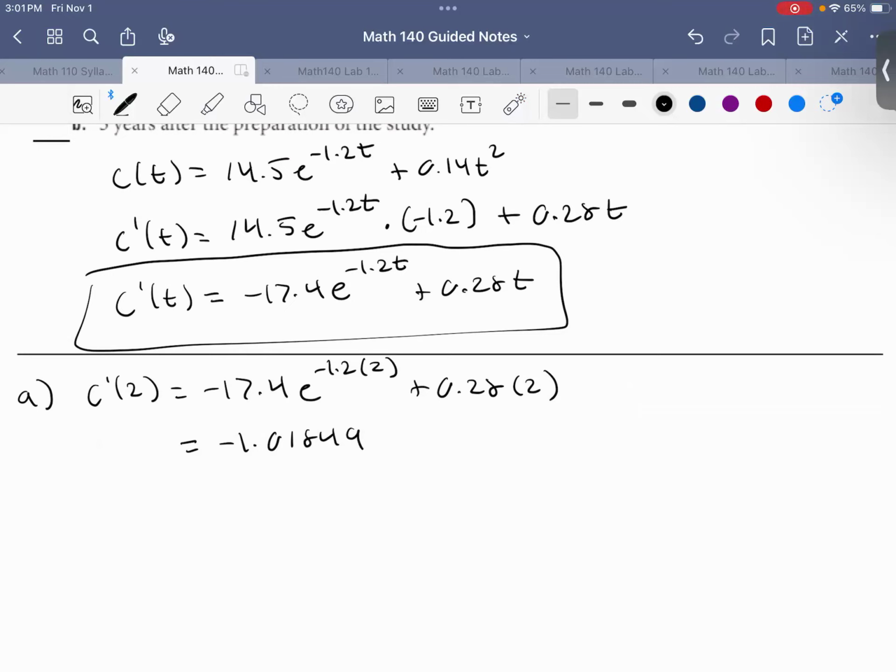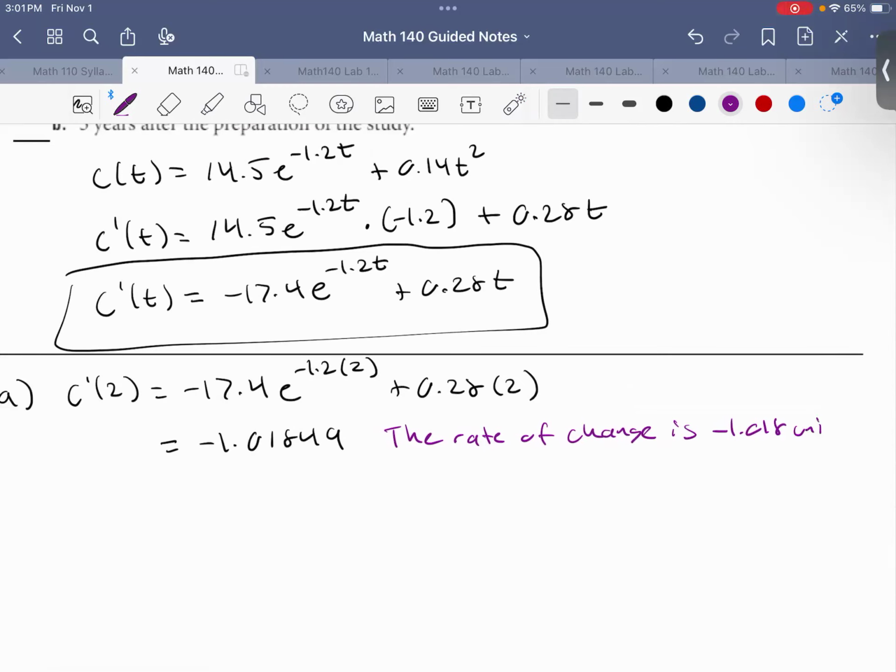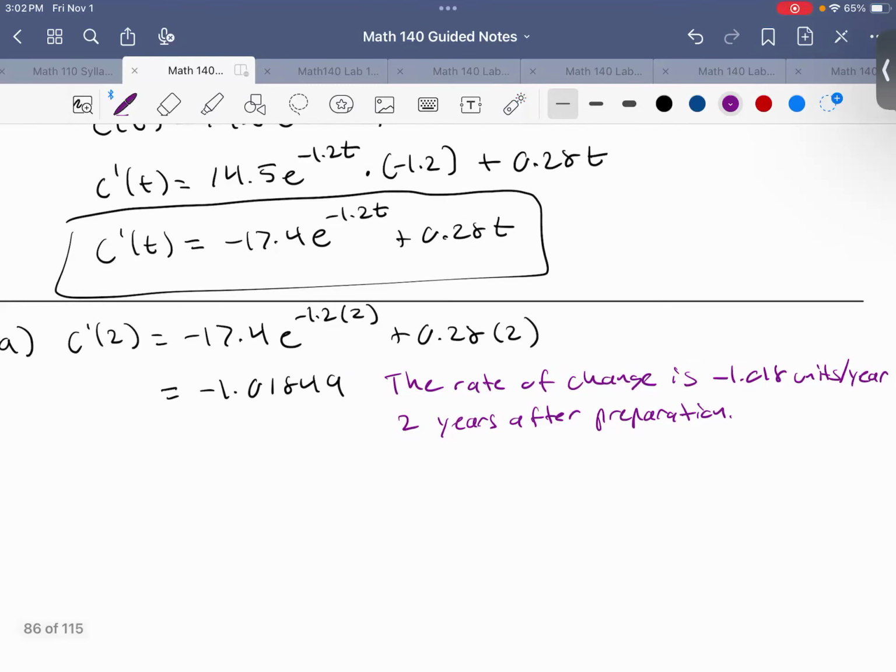And so what does this answer mean? This answer means that the rate of change is negative 1.018 units per year, 2 years after preparation. Okay, so that's it. That's our rate of change at 2 years.